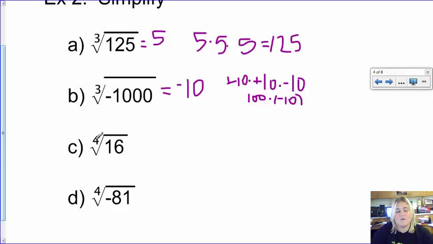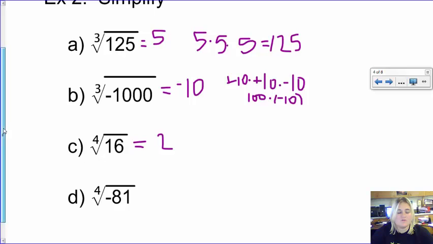On C, we're wanting the fourth root here, and the fourth root is what times itself 4 times is going to get me the answer. I want you to try C and D. D is asking for the fourth root of negative 81 on your own paper. Go. On C, the number times itself 4 times that gets us 16 is 2. 2 times 2 is 4, times 2 is 8, times 2 is 16.